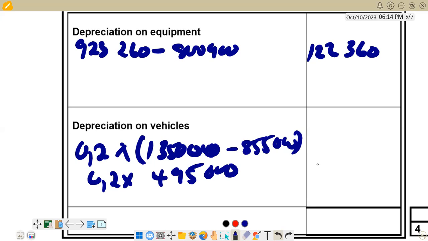So when you calculate there, you get 99,000. Then when you add the two now, 122,360 plus 99,000, you are supposed to get 221,360. Right, so that's the total depreciation that we have there. Then we move on to the next question.